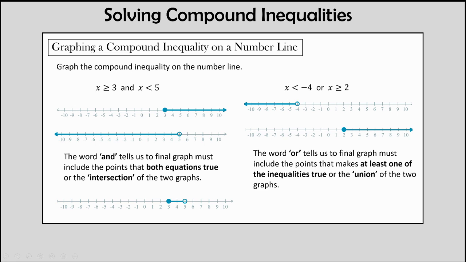So if I were to push these two together, it would look like this. All of these numbers over here, greater than or equal to 2, make this inequality true. All of the answers over here, which are less than -4, make this one true. So all of them are answers in the outcome because my conjunction was "or." It said all I've got to do is make one or the other true, so all of them count. So that's how "or" works.